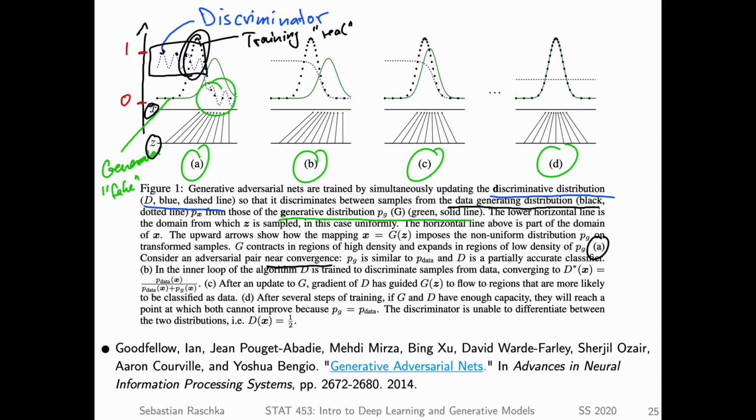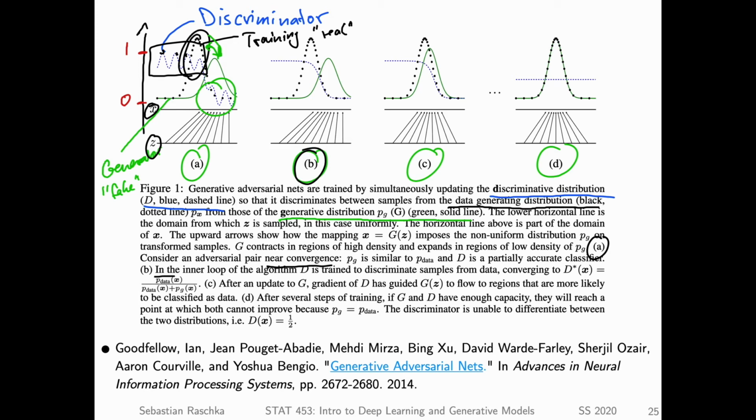That means the discriminator is performing quite well. And also the generated distribution is not too far away from the real training set distribution, or data generating distribution. So this is a system that has almost converged. It's not quite there yet because the discriminator still fluctuates between 1 and 0. And also the data generating distribution is different from the generated data. So it's not quite the same. We want them to overlap. So let's take a look at step B now.